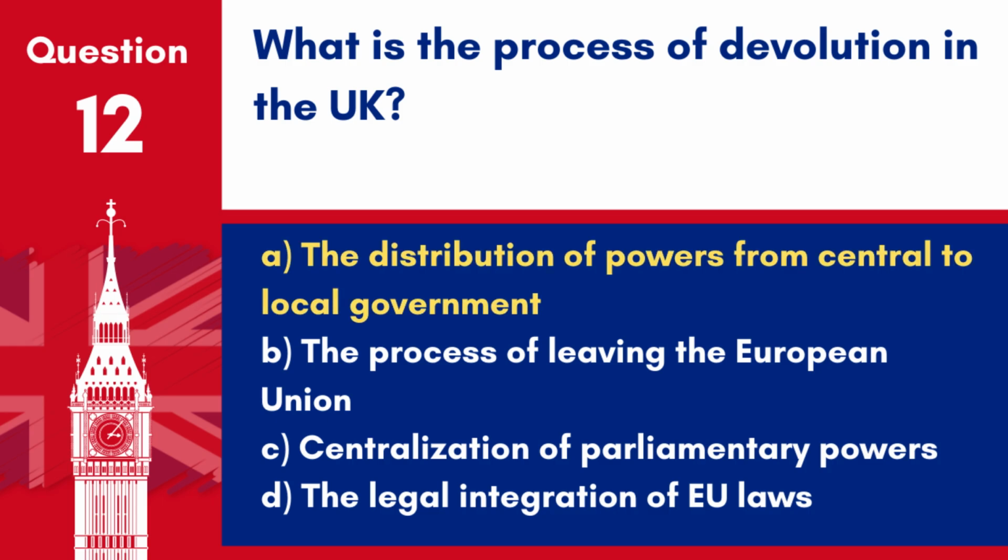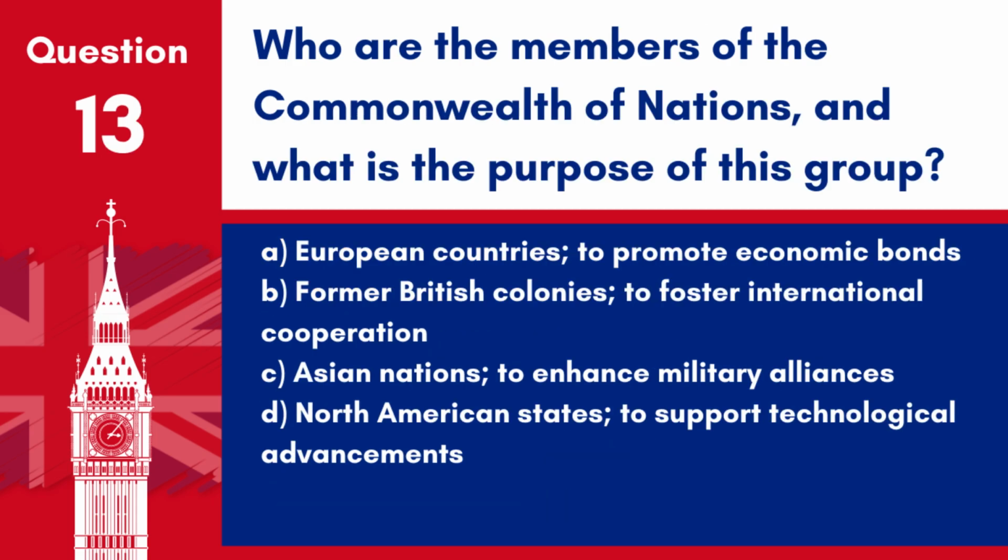Answer: A. The distribution of powers from central to local government. Devolution in the UK involves the transfer of certain powers from the central government to the administrations in Scotland, Wales, Northern Ireland, and regional governments. Question 13. Who are the members of the Commonwealth of Nations, and what is the purpose of this group?